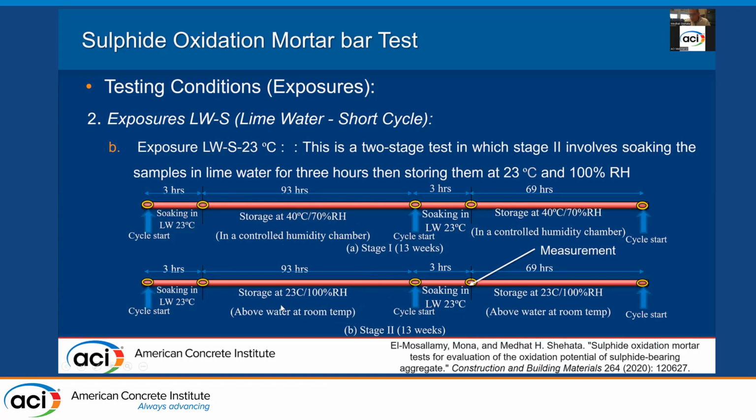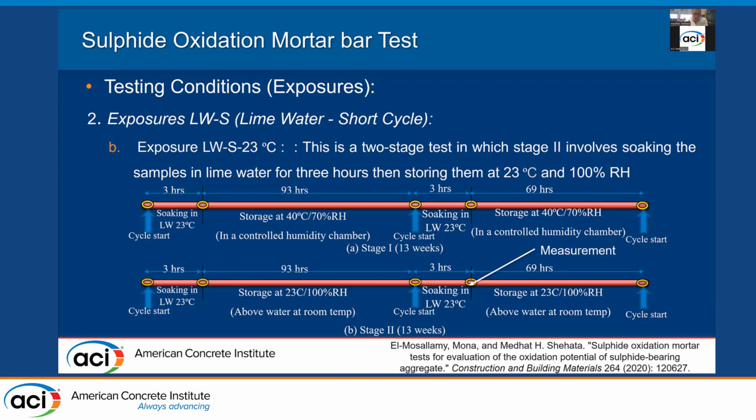We didn't add anything. So basically phase 2, we store it here at 23. We tried 3 conditions for storage in the second phase. We left it at 40 as is, or 40-70. The second condition is 100% humidity, but 23 Celsius. And the third one, 5 degrees Celsius. What is the difference? Some aggregate might, or it depends if you have carbonate or not, you might get ettringite, you might get thaumasite.